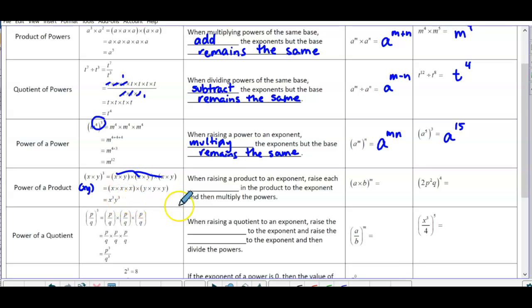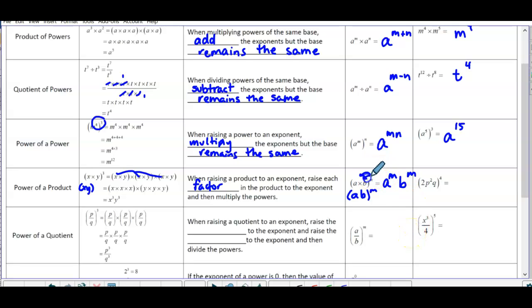It's all multiplication. So when raising a product to an exponent, raise each factor in the product to the exponent and then multiply the powers. So here, this is a times b, or sometimes we show that as ab to the m. So that's how I'm going to simplify. That's going to be a to the m, b to the m. I'm not going to show a multiplication symbol like that, or you could put a dot in between.